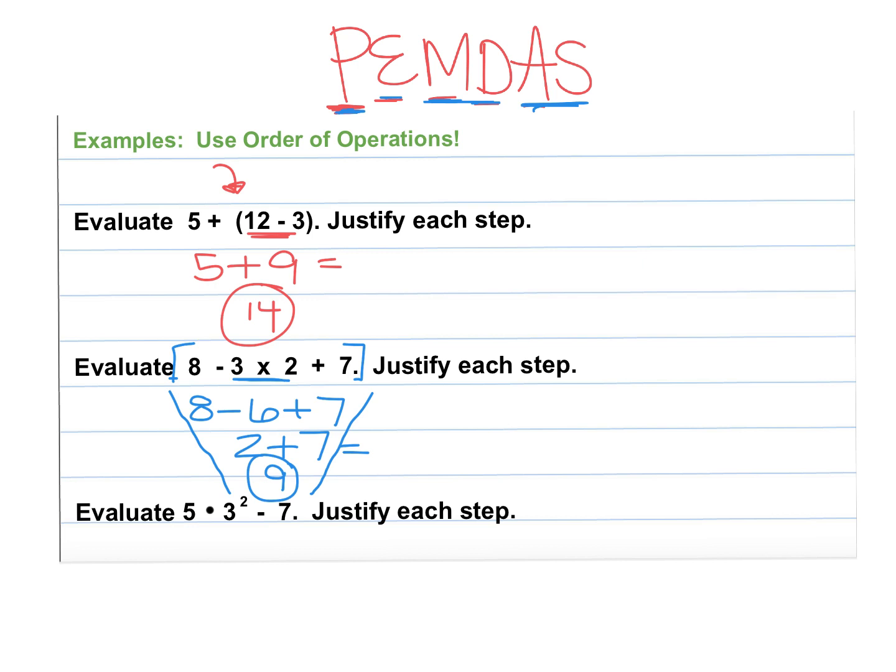And then lastly, we have 5 times 3 squared minus 7. So I don't have parentheses, but I have exponents right here. So I'm going to do 5 times, and then 3 squared, remember, is 3 times 3, which is 9, minus 7. Now I do my multiplication first because that comes before subtraction. So 5 times 9 is 45 minus 7. And then 45 minus 7 would be 38. And then I circle it and I am done.